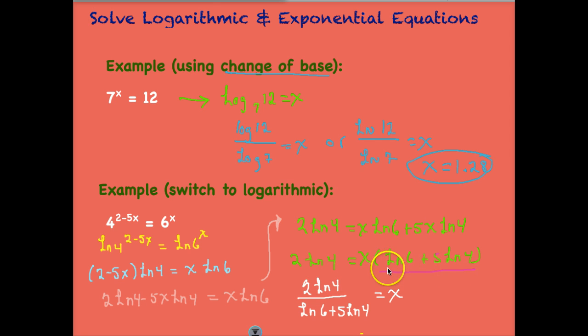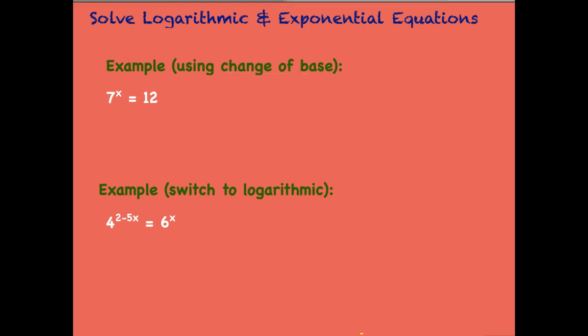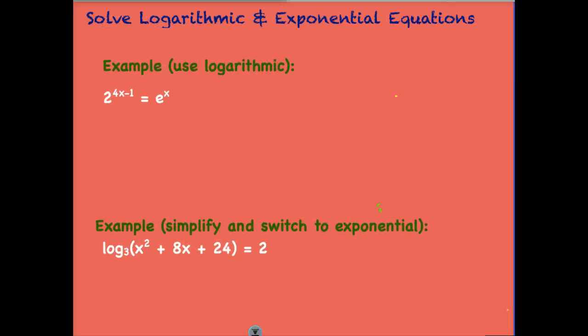When I do that, the expression here on the right will cancel and I'll be left with x equaling 2 natural log 4 divided by natural log 6 plus 5 natural log 4, all of which I could put in my calculator and come up with a value. Now, let's look at another example that's very similar. Go ahead and try this one on your own and see how you do.